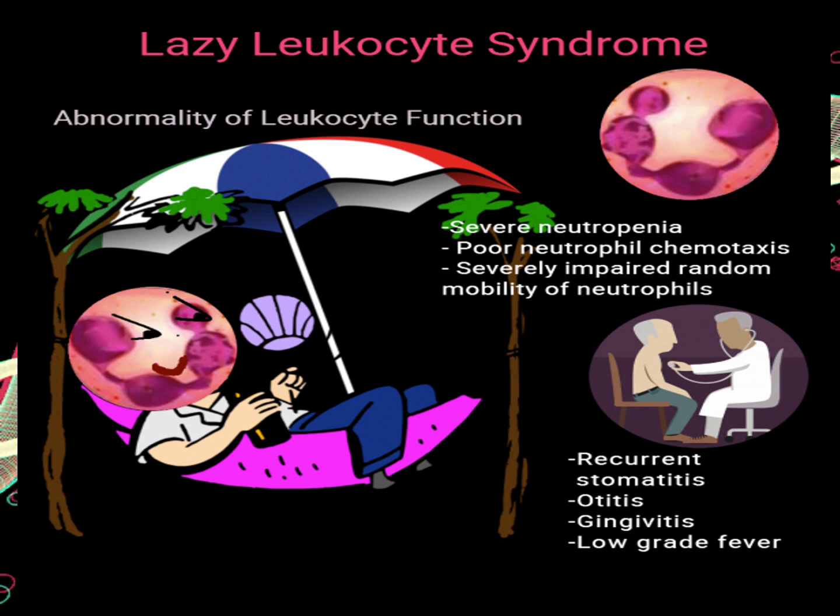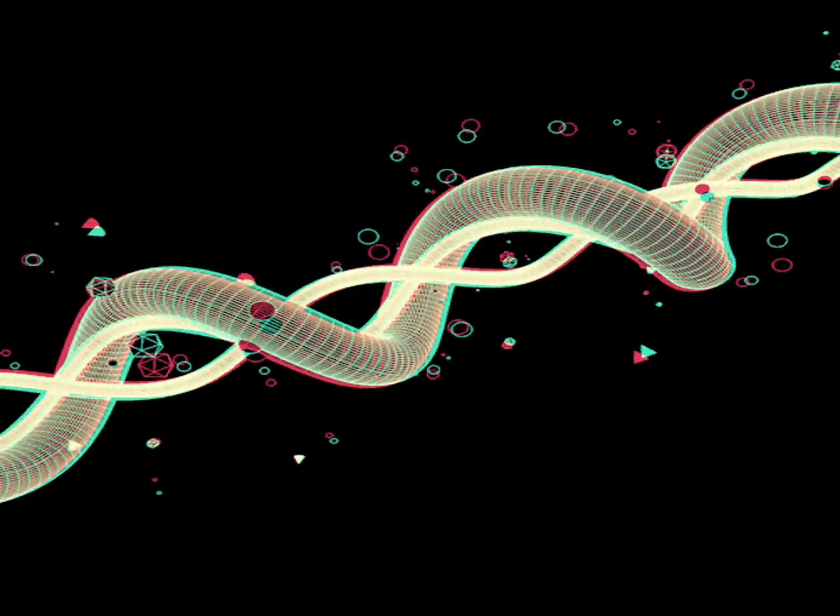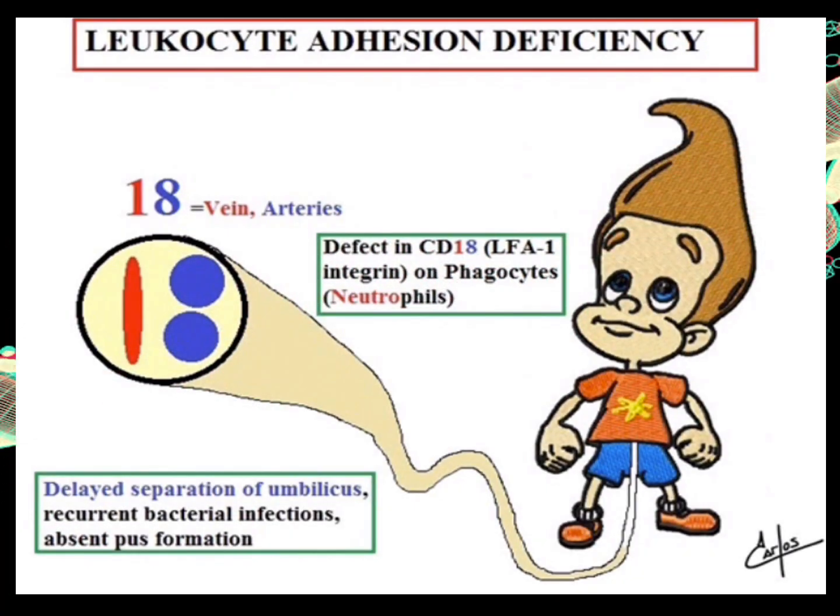Lazy leukocyte syndrome is characterized by susceptibility to severe microbial infections and abnormal inflammatory reactions. Leukocyte adhesion deficiency is a very rare genetic disorder and is most often diagnosed at birth. Immediately after eruption of primary teeth, acute inflammation and proliferation of tissues with rapid bone destruction is seen.